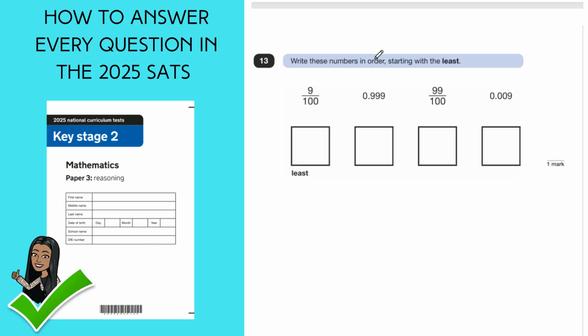Question 13. Write these numbers in order starting with the least. That is in bold, and it also shows the least here. If you happen to write the answers in the wrong order, you must cross out that least and put most, but please do pay attention to this and make them write them in least first. So to be able to compare these, we want to really be able to put them either all into decimals or all into fractions. So we can have a go at doing it both ways.